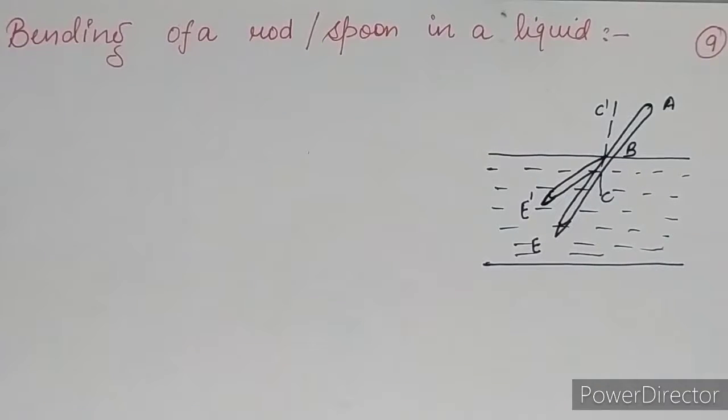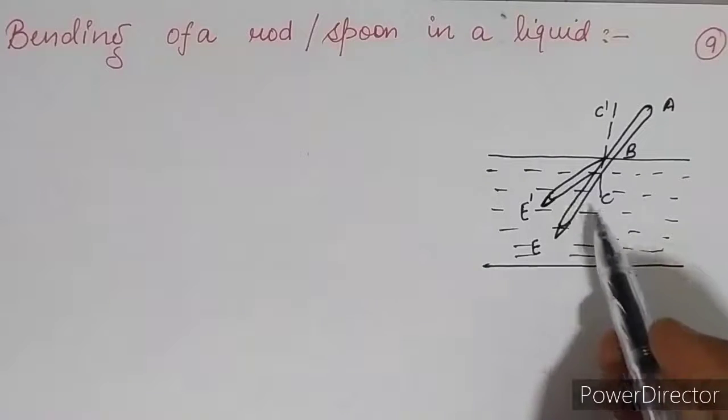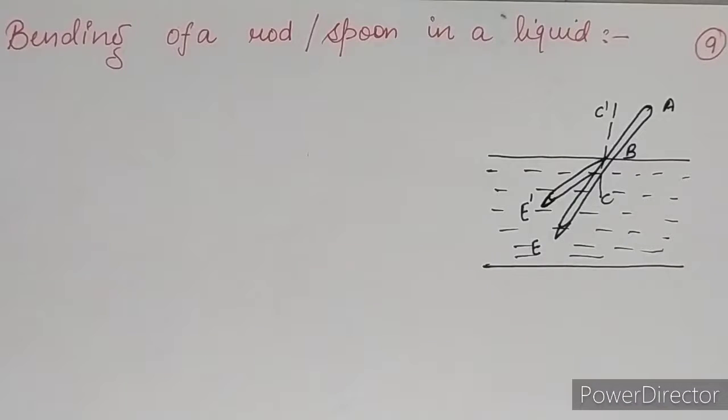So how does it bend? The light is moving from denser to rarer. The liquid is the denser medium and air is the rarer, so the ray bends away from the normal.